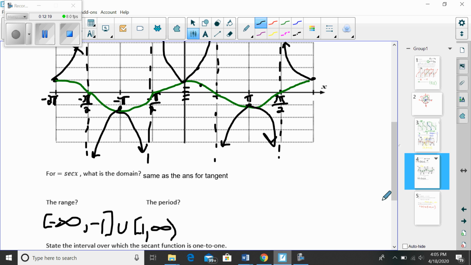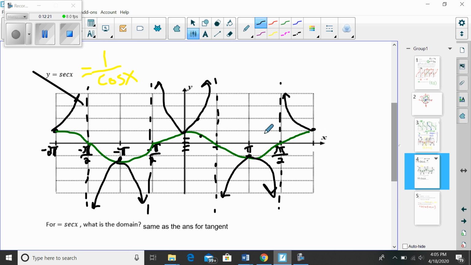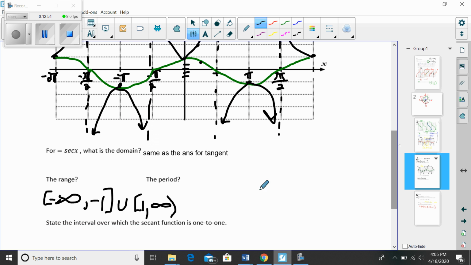The period would be the amount of time it takes me to get a full cycle. The full cycle is the up U with the down U, and so that would take me 2 pi to complete. Here's an up U starting at -pi/2, and it takes me all the way to 3 pi/2 to get the other complete cycle. So that would be 2 pi units to complete a cycle.